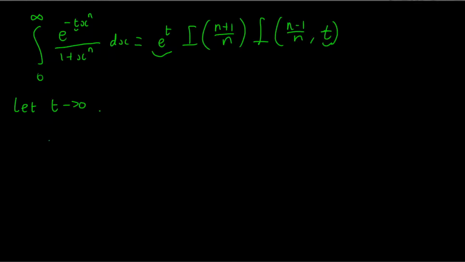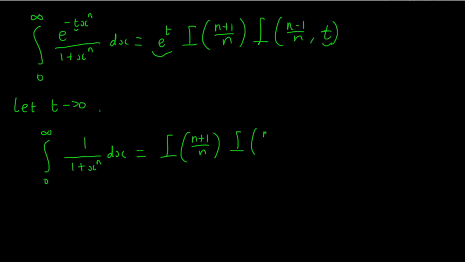Now if we do this, we get the integral from 0 to infinity of e to the 0 for everything on the top, which is 1, and then we live with 1 over 1 plus x to the n dx, and on the right hand side e to the 0 is just 1. This thing stays the same, and then the last term becomes a regular gamma function, so we get gamma of n plus 1 divided by n multiplied by the gamma function of n minus 1 over n.